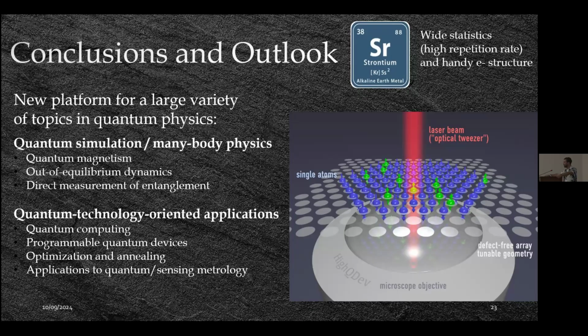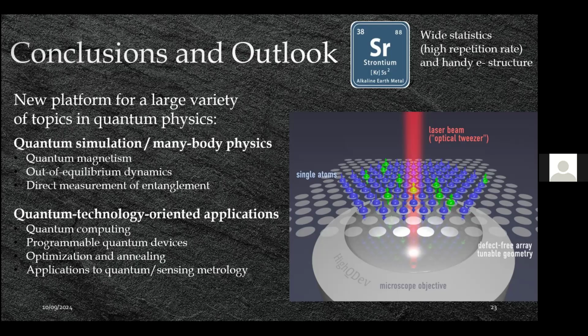So to conclude and summarize, we chose strontium because it has a really handy electronic structure and allows us to use really easily cooling and manipulation techniques. And also the cool aspect here is the high repetition rate. So we are able to make an entire simulation inside one second. Basically, this is a platform that is quite generic and also flexible. That means that it can address two different worlds.